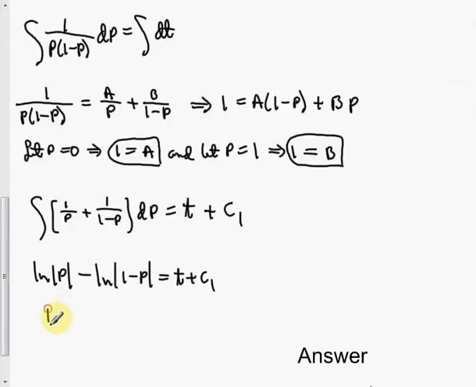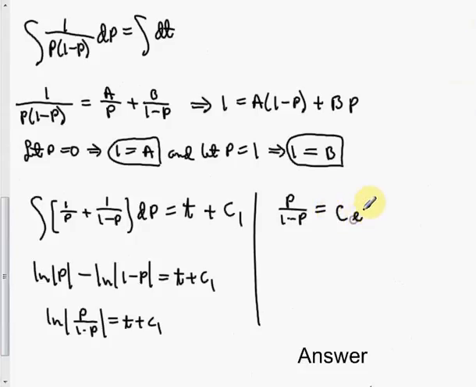So this becomes the natural log, yes, of p all over 1 minus p is equal to t plus c sub 1. Now we exponentiate both sides and come over here. So I get p over 1 minus p is equal to some constant times e to the t.